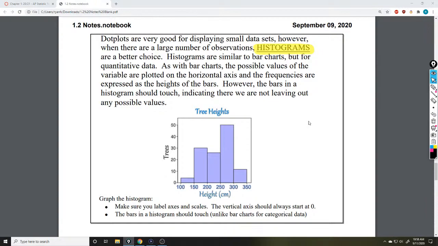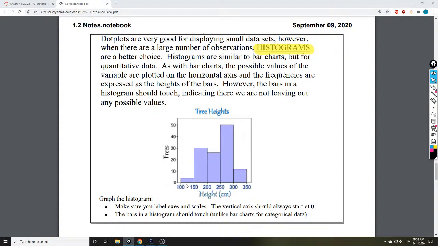Dot plots are very good for displaying small data sets, but when there are a large number of observations, histograms are a better choice. So they look a lot like bar charts, but they're bar charts for quantitative data. And what we do is we split them off into ranges. So instead of having 30 data points between 150 and 200 and having to put a dot for every single one, that's a whole lot. Because we would have about 100 dots to place here, instead we can just have a bar that represents the 30 people.